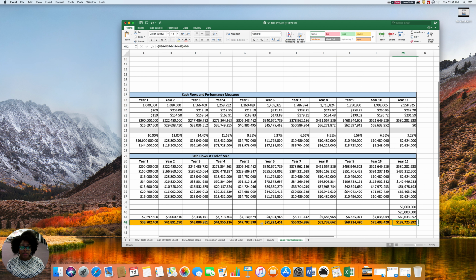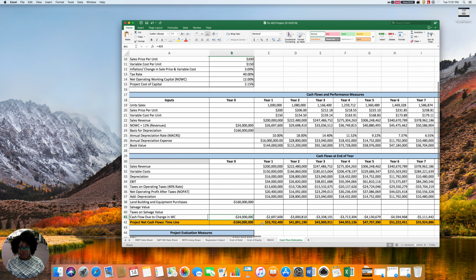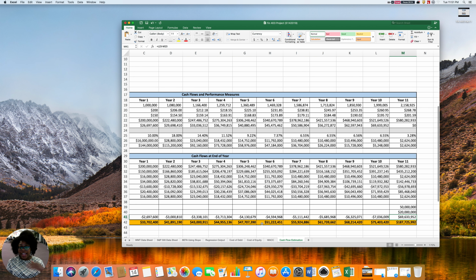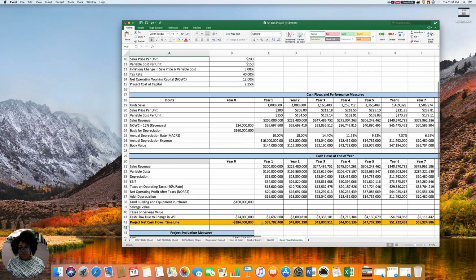And then when we add the salvage back at 50 million, it's going to get taxed by 40%. And then the change in WC is going to be positive, so we're basically adding all of it back. And then we see that it's going to be 187 million at the end of the project at year 11.